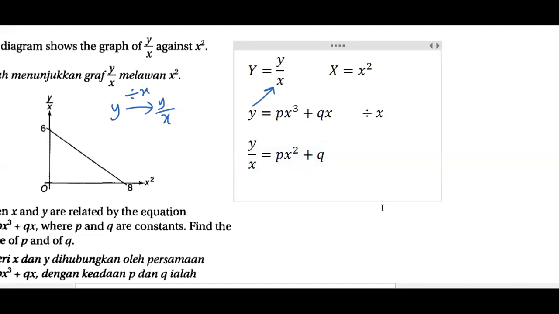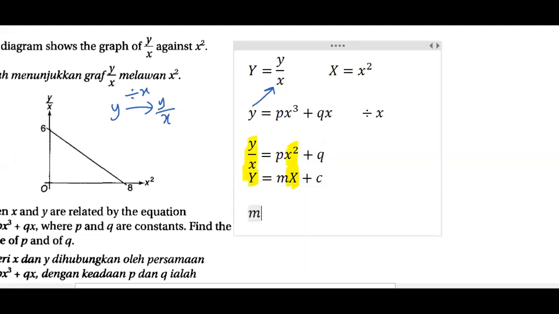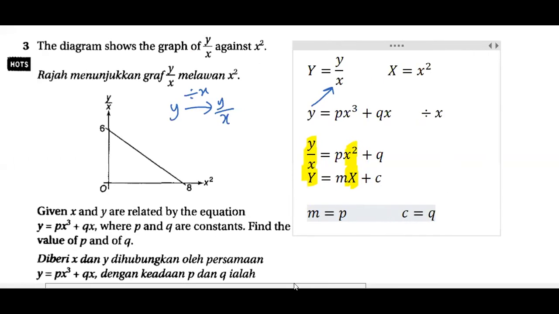So dekat sini kita tengok y sama dengan mx tambah c. So what is my m? Nampak m tak? I label this one is y. This one is my x. P, betul. M saya adalah P. Then what is my C? C is Q, correct. So soalan dia nak tanya apa?